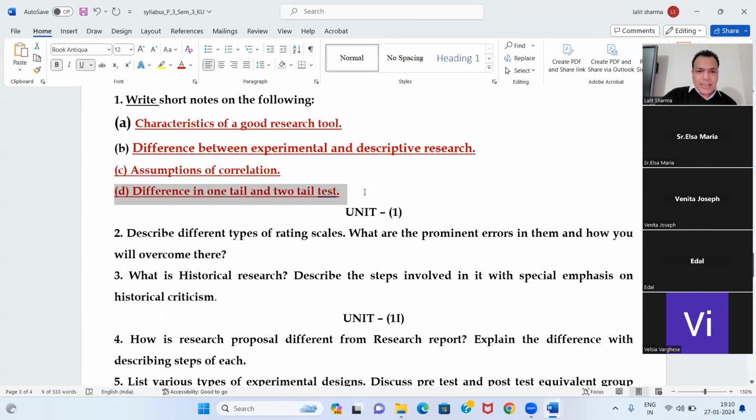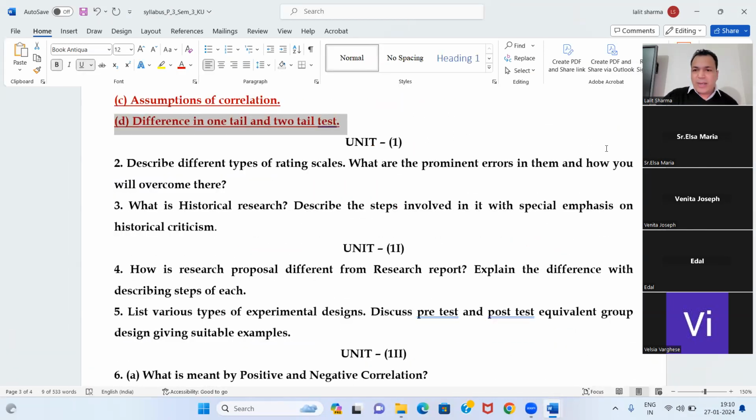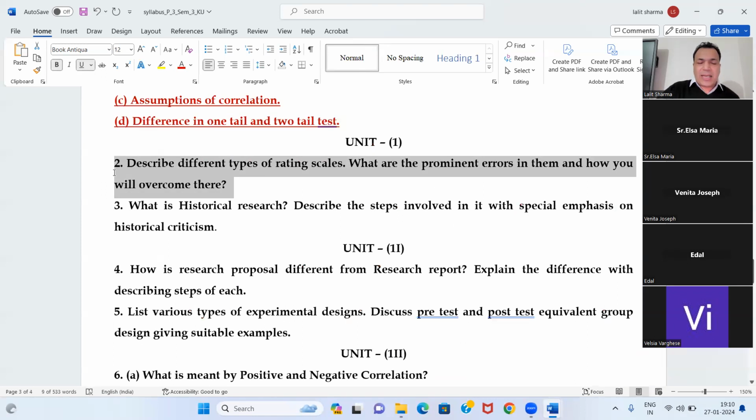Now we talk about the next Unit 1 question. Describe different types of rating scales. What are the prominent errors in them and how will you overcome them? The most important thing, many times I have told you, learn your question once, twice, thrice, then you will come to know. In this you have to write 2-3 things.